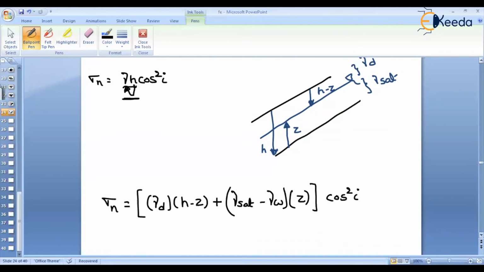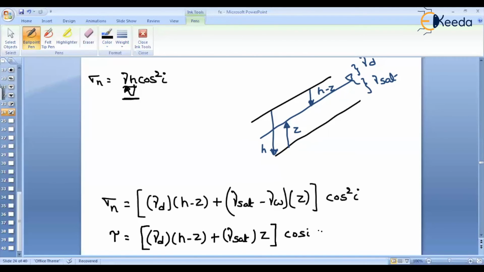Right? Now, coming to the shear stress, what we should write here? This one we have to write down in terms of the effective parameter. What is the effective parameter here? It is nothing but a gamma D into H minus Z plus under the seepage, what is the total weight? Nothing but a gamma sat into Z. This is the total weight of the soil, or else you can consider it as a total stress into cos I sin I.